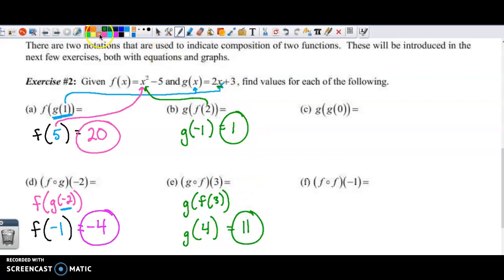And hopefully I haven't lost you. If I have, please write down your questions. But C and F are a little different, but not too bad.